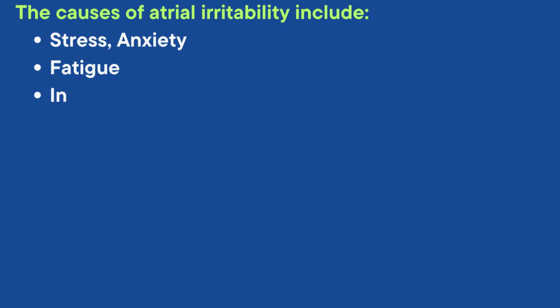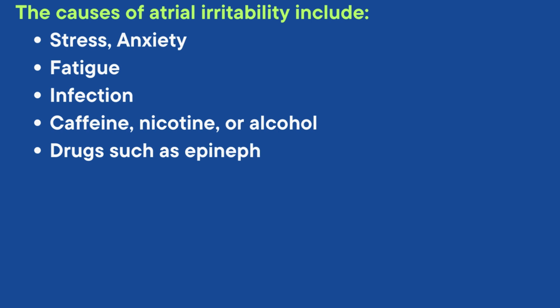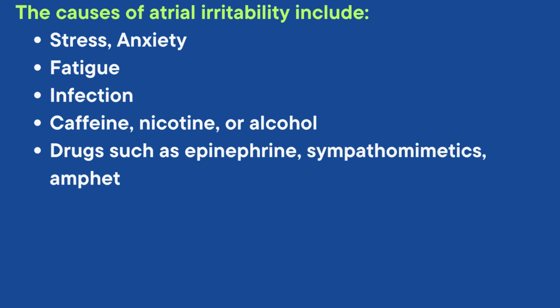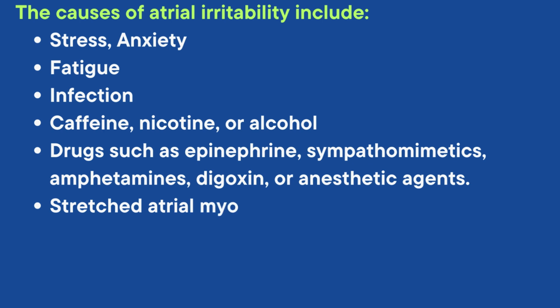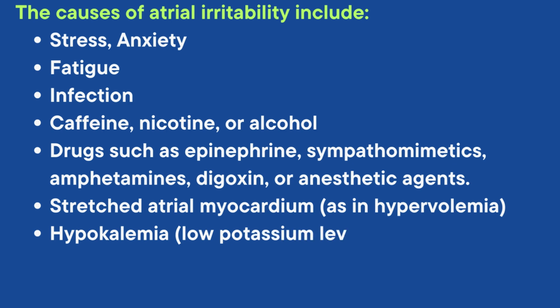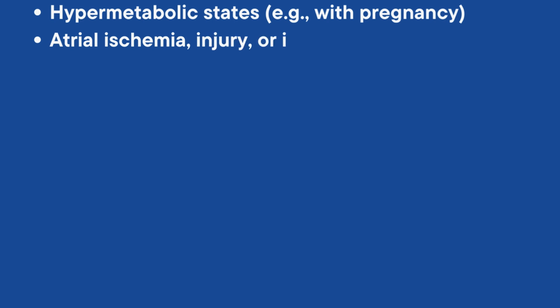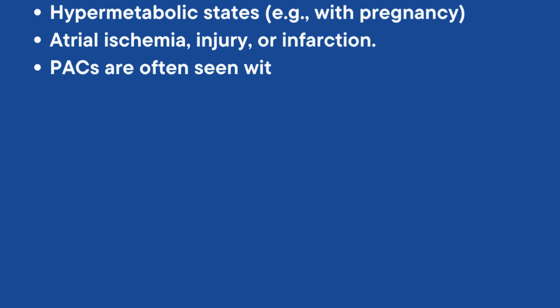The causes of premature atrial complexes are stress, anxiety, and fatigue. It can be because of infection, caffeine, nicotine or alcohol intake, or drugs such as epinephrine, sympathomimetics, amphetamines, digoxin or anesthetic agents. It can be because of stretched atrial myocardium, because of hypervolemia. Patients with hypokalemia, that is low potassium level, patients with hypermetabolic states, pregnancy, or atrial ischemia, injury or infection. Premature atrial complexes are often seen with sinus tachycardia also.